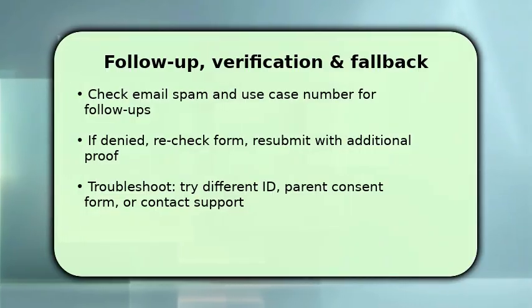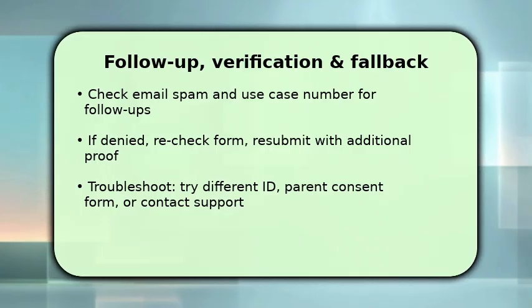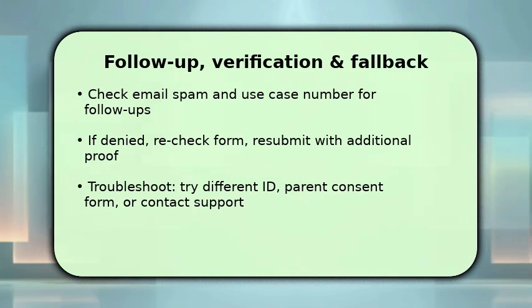Recheck your submission for errors and resubmit with additional proof like a secondary ID or utility bill showing name and birth date. As a last resort, consider submitting a parental consent form, if applicable, or contacting Google support channels for escalation, while keeping all documents.